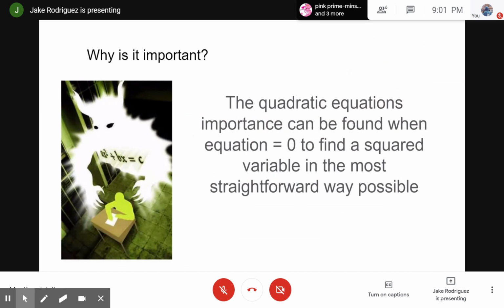The reason why it's important is because the quadratic equation can be found when y equals 0 in the equation, and so when that happens, you can solve for the variables in the most straightforward way possible, without any problems at all. Like with factoring, that problem could happen.